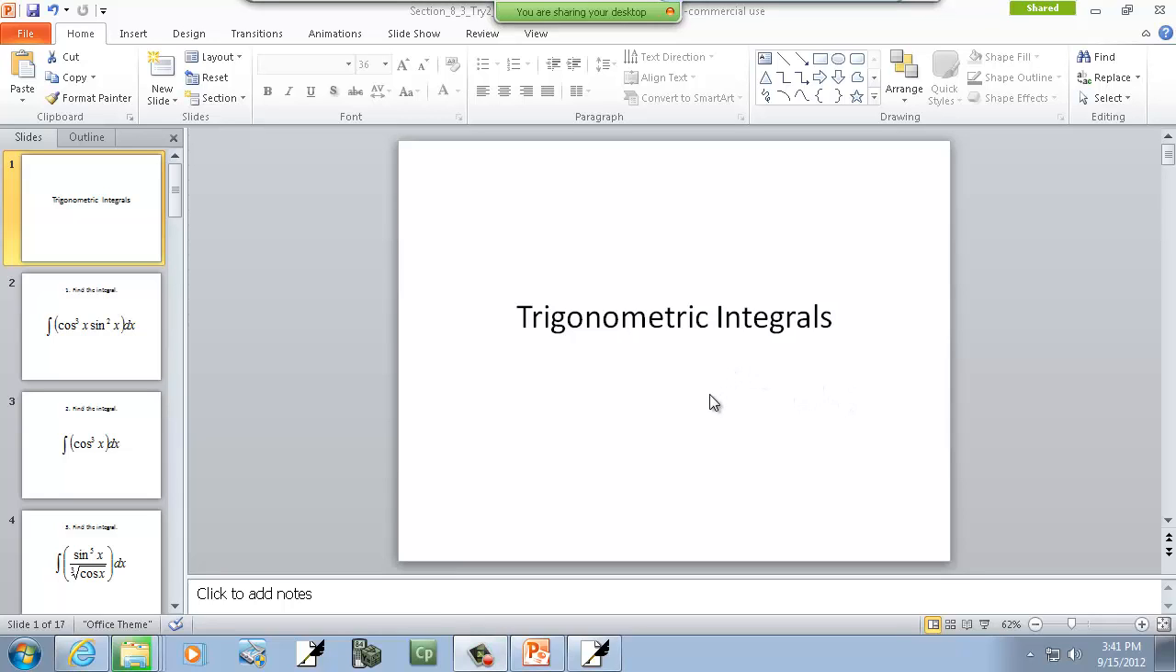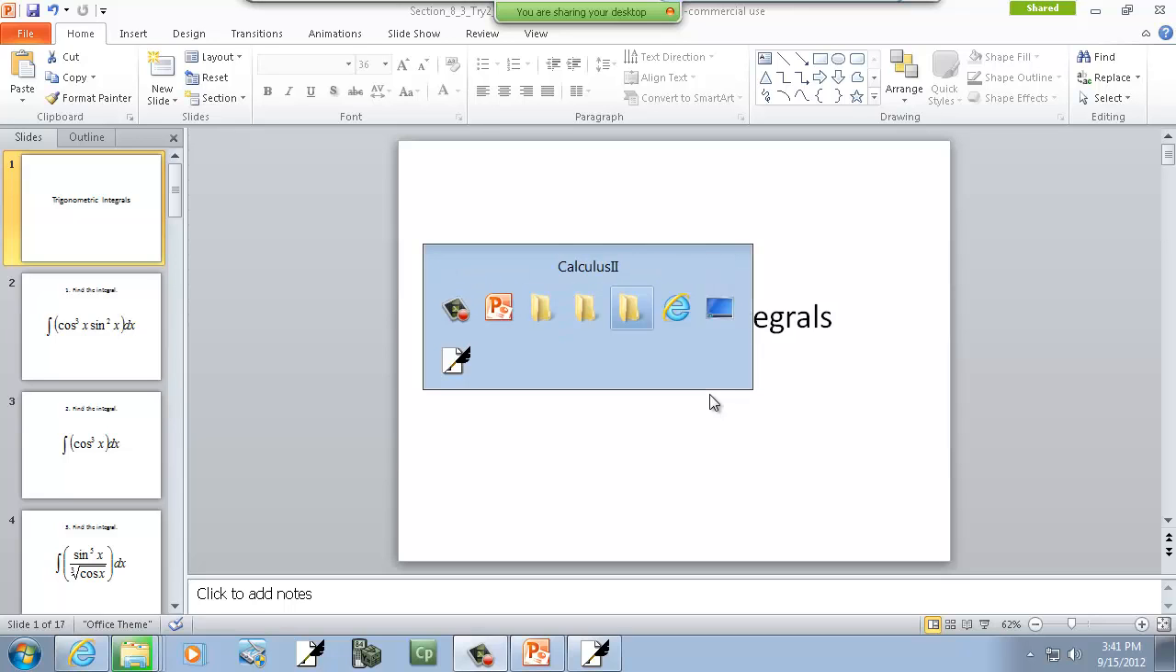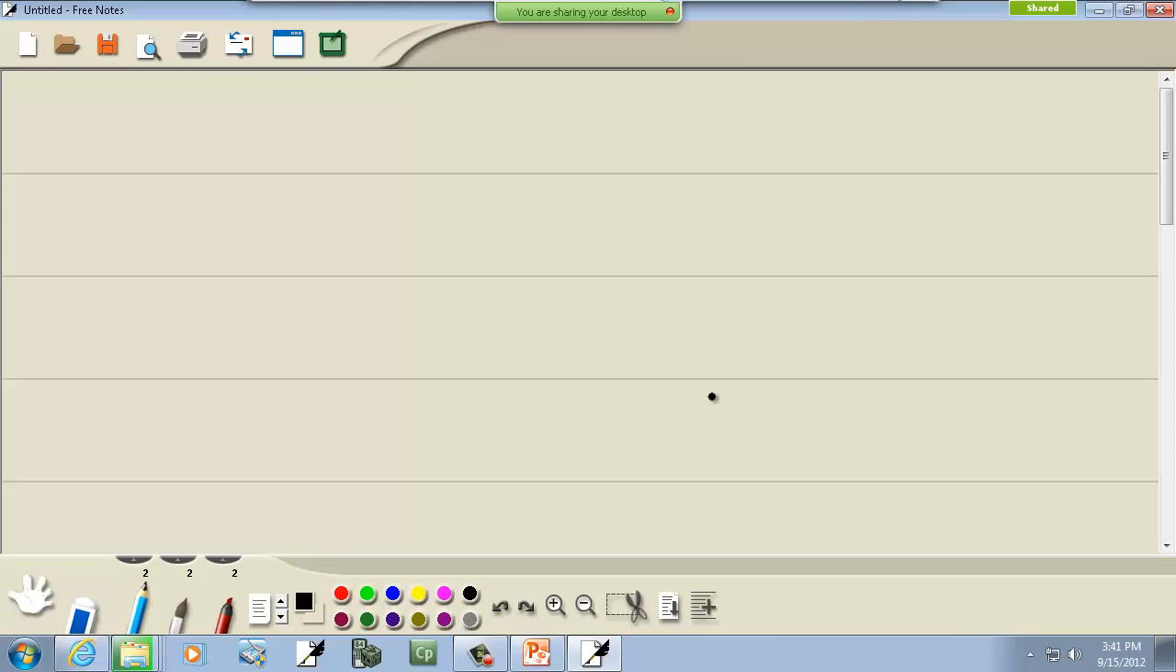Well, let's take a look at trig integrals. Now, the idea behind these go like this. First, let me write down our derivatives.